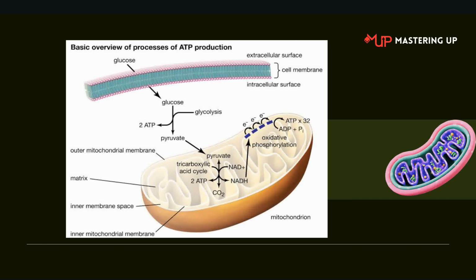And then this pyruvate enters the mitochondria, where the pyruvate is converted into carbon dioxide, and the NAD plus molecule is converted to NADH, which is a reduced electron carrier, donates electron to the electron transport chain, which is present in the inner membrane, that is inner mitochondrial membrane, initiating oxidative phosphorylation, which will lead to ATP synthesis.